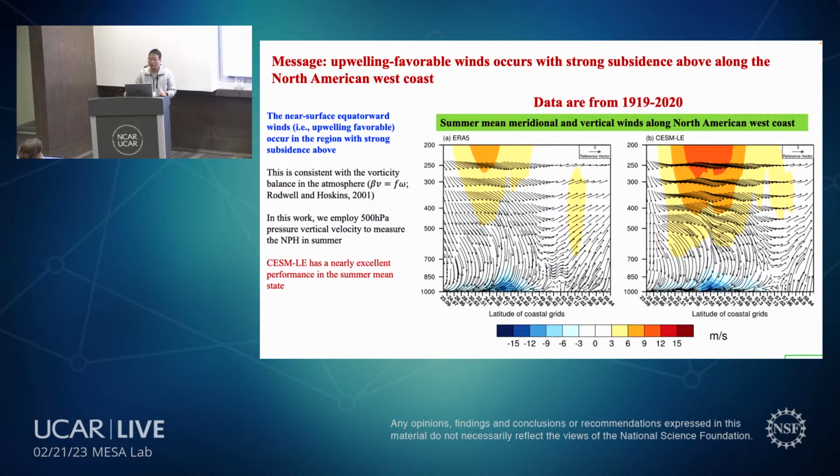So this figure shows a cross-section along the west coast of North America. The x-axis in both panels shows the latitude of coastal grid cells, and the y-axis shows the height. Shading in both panels shows meridional wind. We can see near the surface, equatorward winds occur only in the southern part of the coast, with strong subsidence above, and this relationship is also noted in the large ensemble.